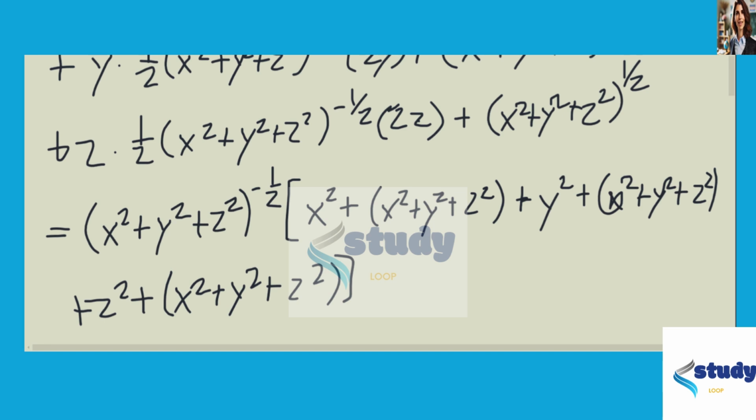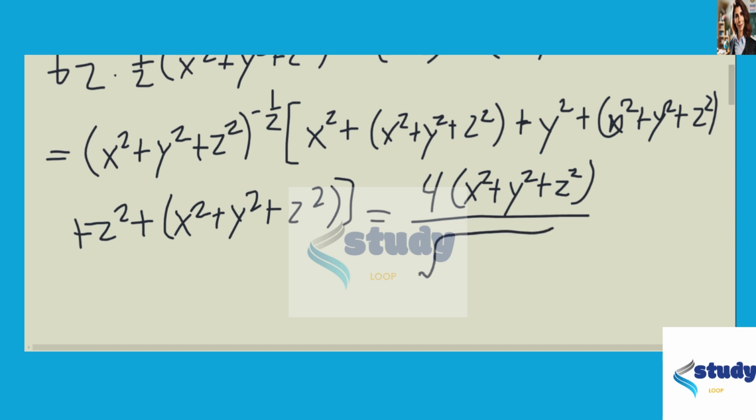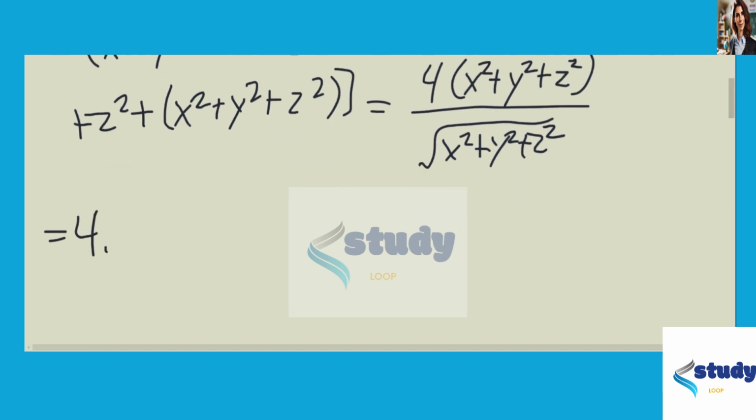And combining, we get 4 times x squared plus y squared plus z squared over the square root of x squared plus y squared plus z squared, which of course is the same as 4 times the square root of x squared plus y squared plus z squared.